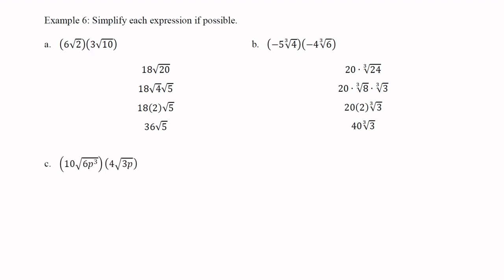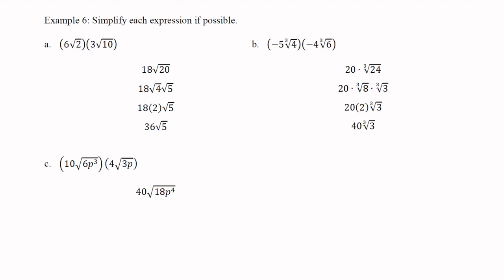For this one, we have 10 times 4, which is 40. 6p to the third times 3p. 6 times 3 gives us 18. p to the third times p. We use our exponent rules, add the exponents, so we get p to the fourth.